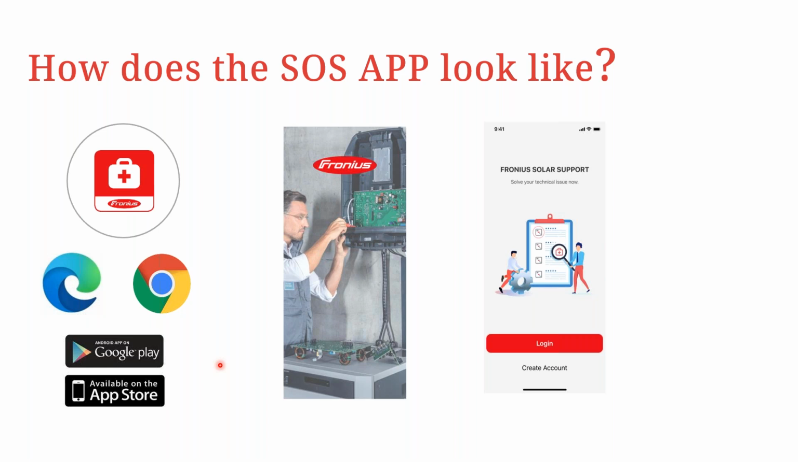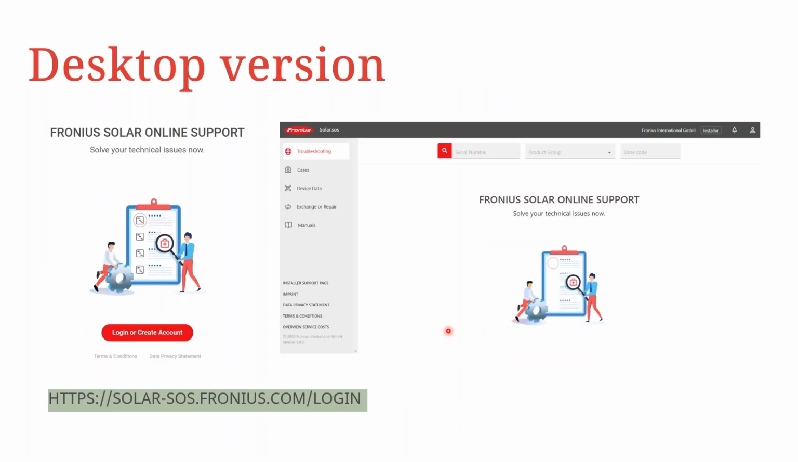So how does the SOS app look? It basically comes in two versions, just like what has been discussed with Solar Start. You have the phone app as well as the desktop version. For the phone, depending on which phone you're using, you download from the respective app store for both Android and iPhones. Once you have it installed, you activate the app and then go into the landing page of the SOS.